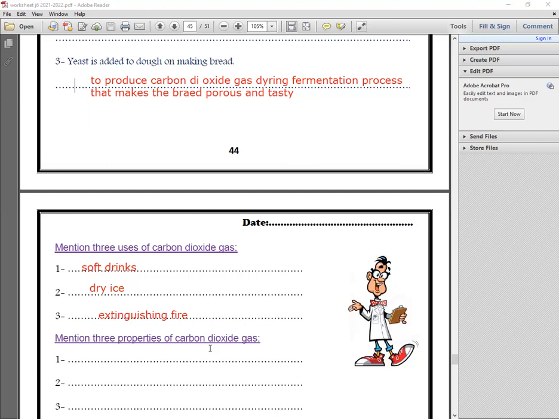Mention 3 properties of the carbon dioxide gas. Here, Junior 6, not 3 uses, but 3 properties about the carbon dioxide gas. Carbon dioxide is heavier than air, easily dissolves in water, and doesn't burn and doesn't help in burning.